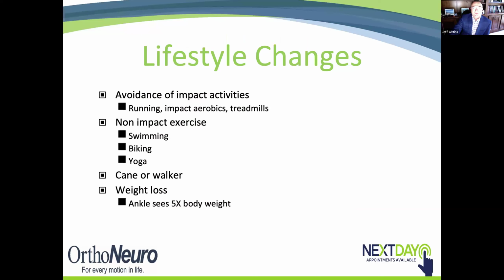When we talk about controlling arthritis, the pain and the dysfunction, lifestyle changes have to be entertained as well. Avoiding impact activities is paramount. We have to move away from running, impact aerobics, and the treadmill. That's very stressful to the joint, causing compression along the joint space, and it's irritating the cartilage. We move more to non-impact exercises, including swimming, biking, yoga, even Pilates. Sometimes we have to move towards a cane or walker to offset the joint pressure when patients are walking around.